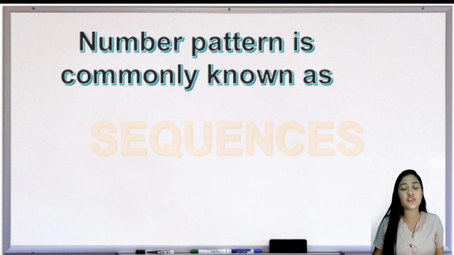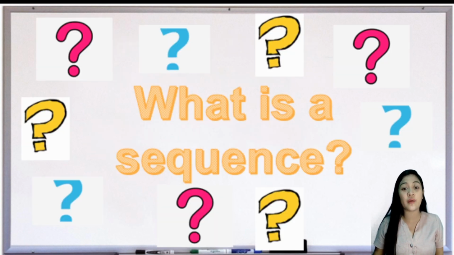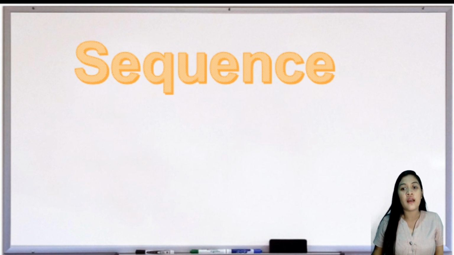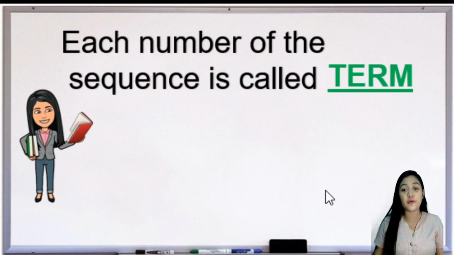Number pattern is commonly known as sequences. And what is a sequence? A sequence is a succession of numbers formed according to a rule. It is also called progression. Each number of the sequence is called term.